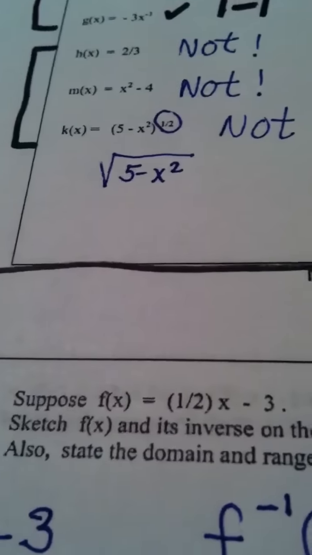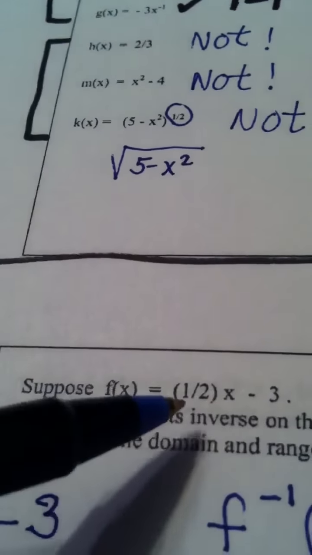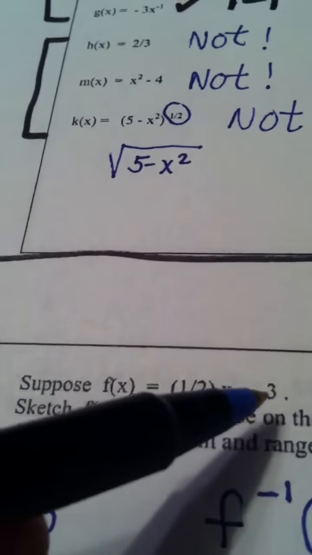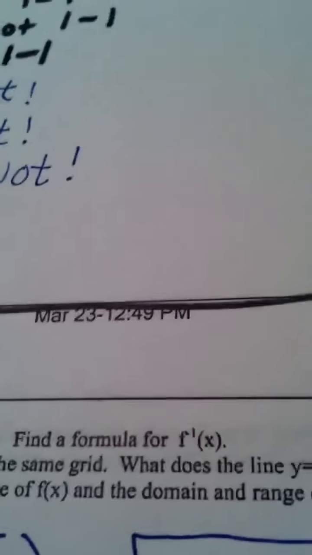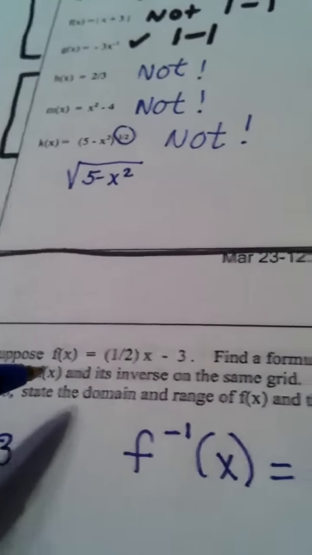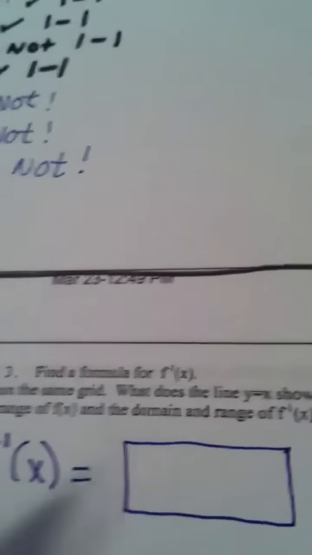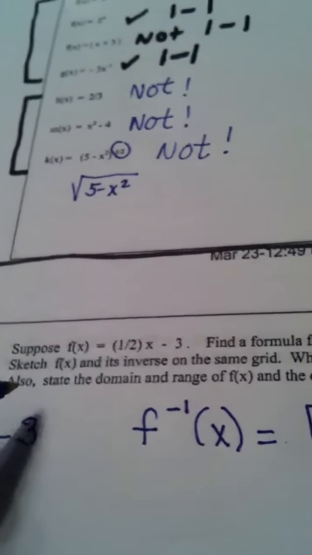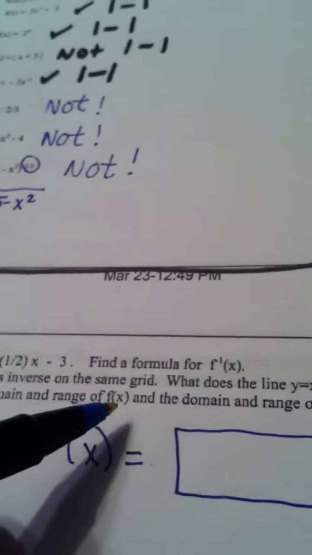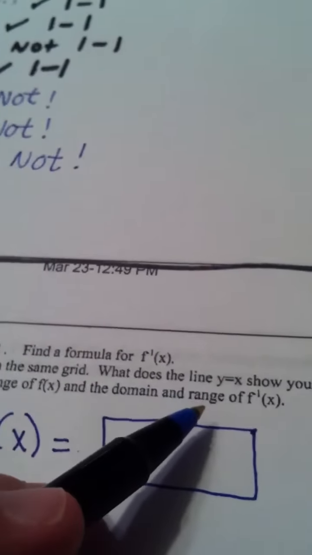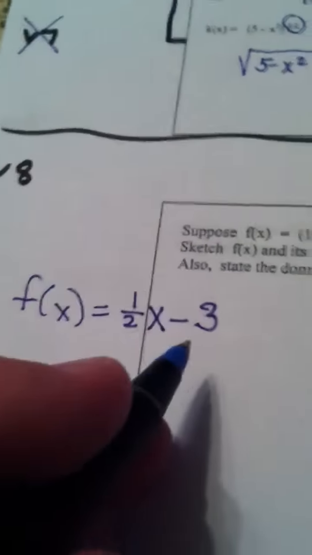Alright, ladies and gentlemen, in this problem we're given the function f of x equals 1/2 x minus 3, and we're asked to find a formula for its inverse, and then we want to graph both of them on the same grid, and also the line y equals x, very similar to what we did in class. And then finally it wants you to state the domain and range of both the function and the inverse function.